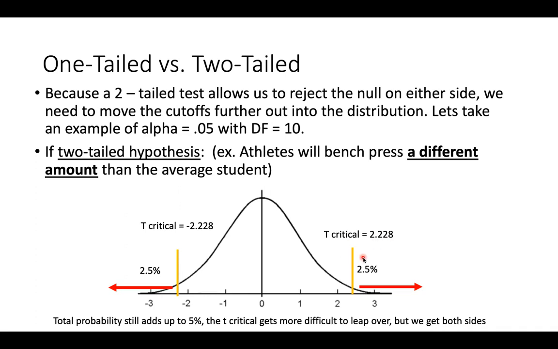But we're making it more difficult because we get both sides of the curve. We get essentially two chances to be significant: a chance on the low end and a chance on the high end. And so we distribute 2.5% of the probability, half of my alpha of 0.05, on the high end, and the other half of my alpha on the low end, such that the total probability of statistical significance is still 5%, because that's what we need it to be, because alpha was 0.05.